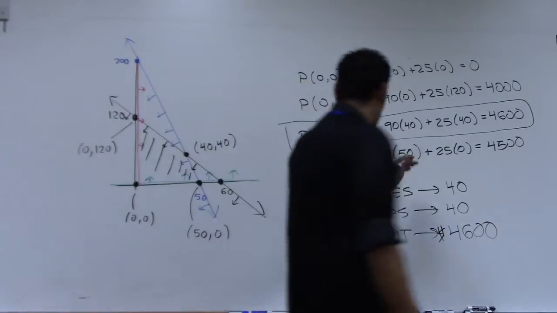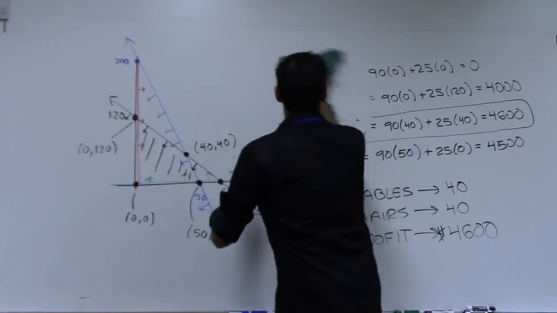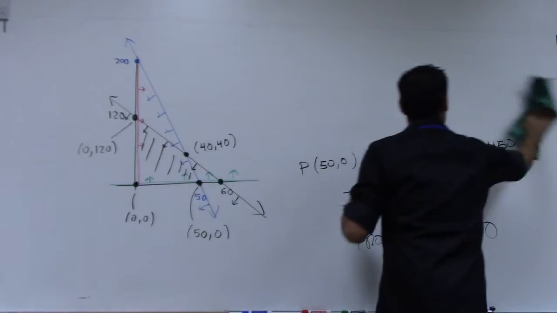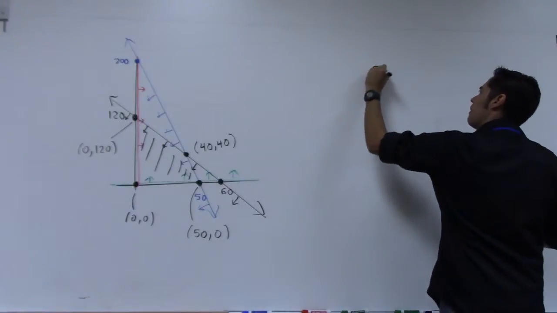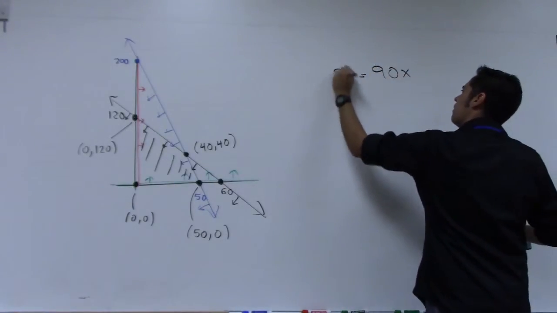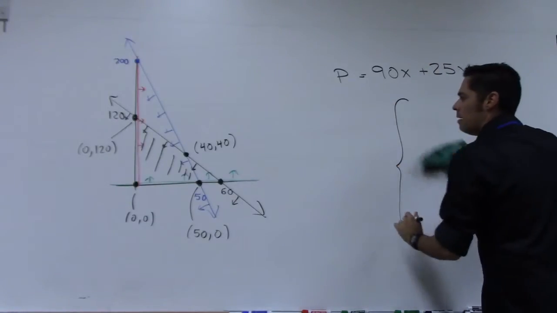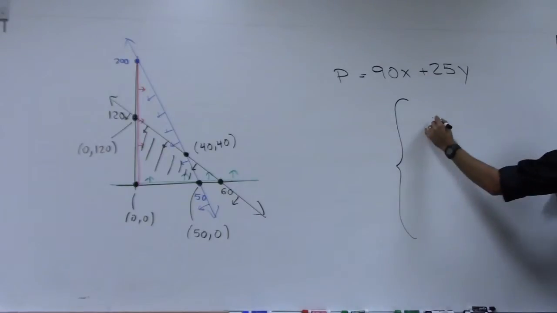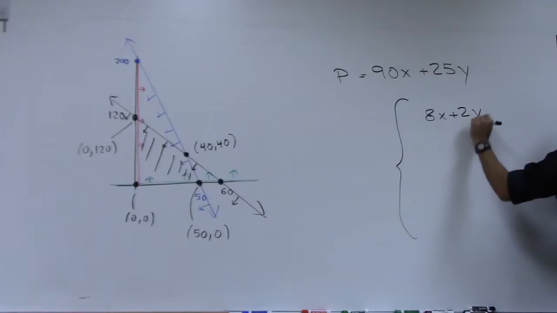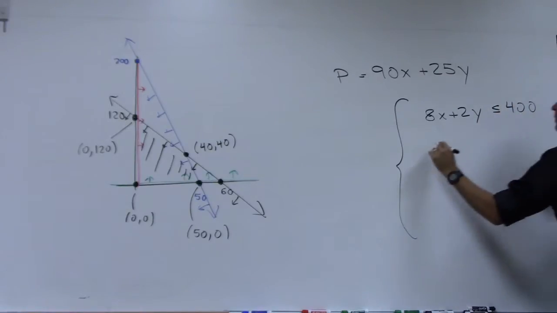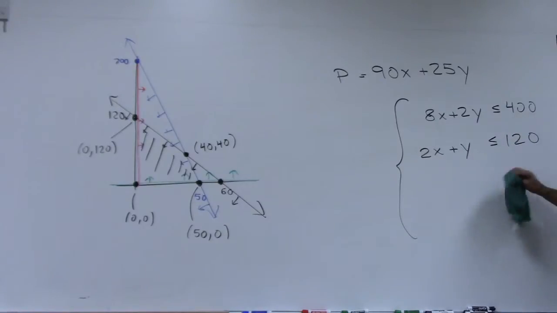Remember how we had all those constraints? I'm going to write the constraints again. If we have 90x, this was profit, plus 25y. Help me out here. What were our constraints? We had 8x plus 2y less than or equal to 120. And then x greater than or equal to 0, y.